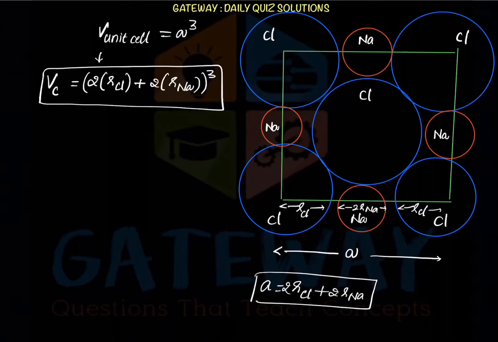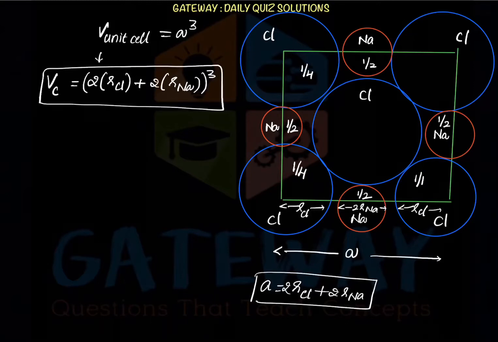we are seeing the front plane, right? In the front plane itself you can observe all the number of atoms present. This is 1/2 of sodium, and this is 1/2 of sodium, and this is 1/2 of sodium, and this is 1/2 of sodium. All counted together we have 2 sodium atoms, and this is 1/4 of chlorine, this is 1/4 of chlorine, and this is 1/4 of chlorine, this is 1/4 of chlorine.